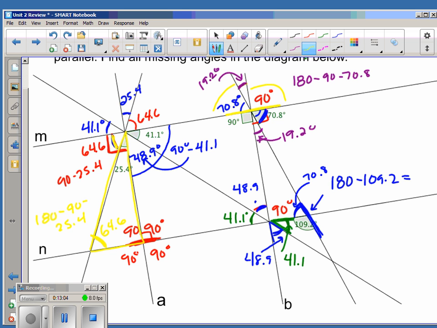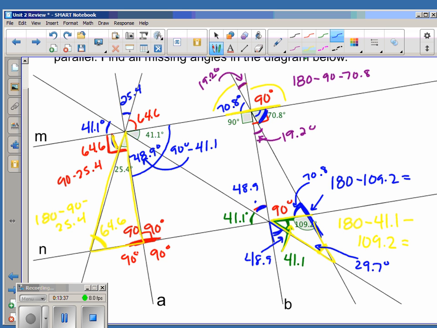That must be alternate interior. Again, if you didn't see that, you have plenty of opportunities. The last one I need to find is this one down in the very bottom right corner. Notice a triangle. This one is 41.1 and the other one's 109.2. So I'm going to do 180 minus 41.1 minus 109.2. And that leaves me with 29.7 for this little guy.